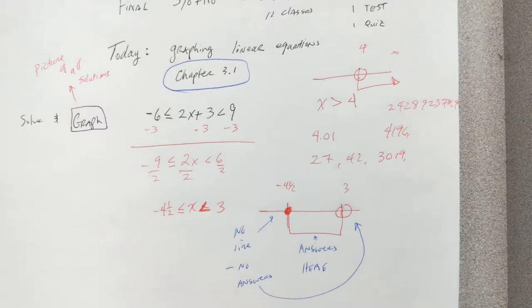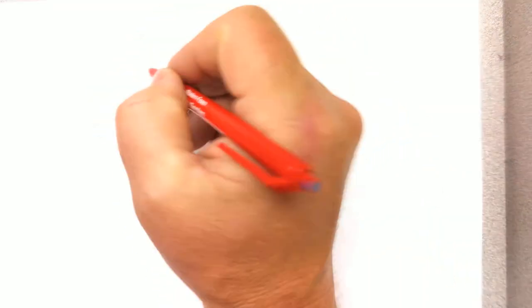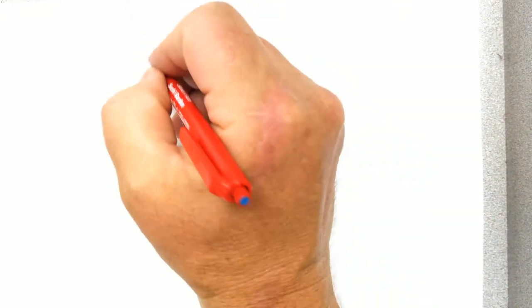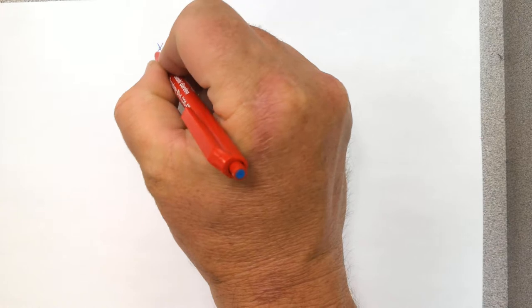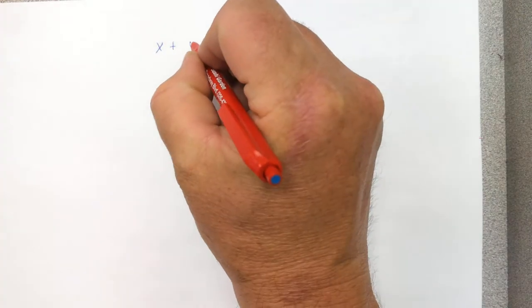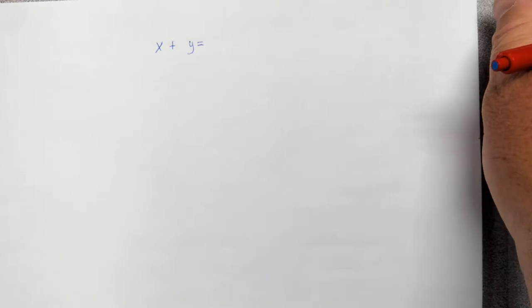Check this out. Ready, watch this. Here's what our equation is going to look like. We're going to have an x and we're going to have a y. So it might be something like this. x plus y equals... What do you want it to equal? 10.